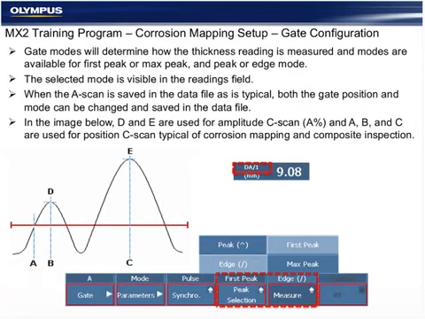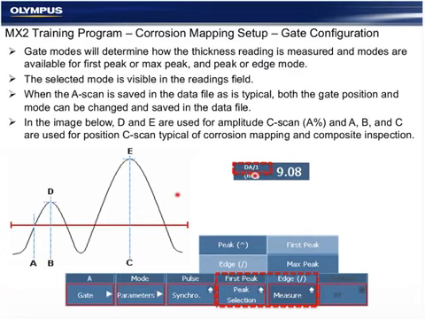And for the most part, we generally use A. All of them are available, and some of them have unique applications that make one more advantageous than the other. And those are available under the gate mode that you see here, under the gate menu.